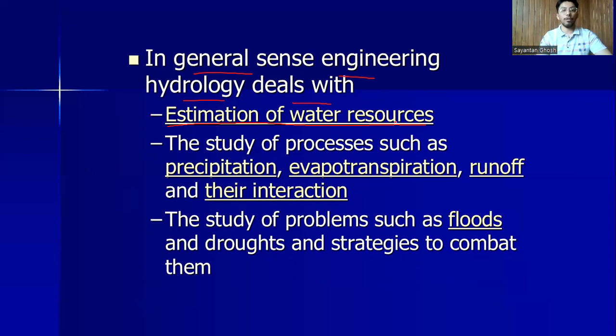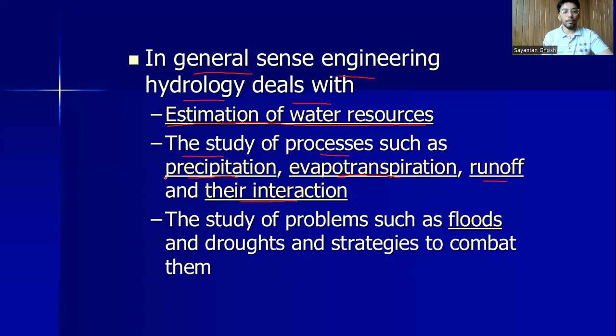So the estimation of water as a resource is needed whenever we are planning any water system where we will be supplying water to the community, to factories, or for irrigation purposes. We will first estimate the amount of water, how much water we can totally use and how much we can distribute. Okay, so the next point is the study of processes such as precipitation, evapotranspiration, runoff, and their interaction.